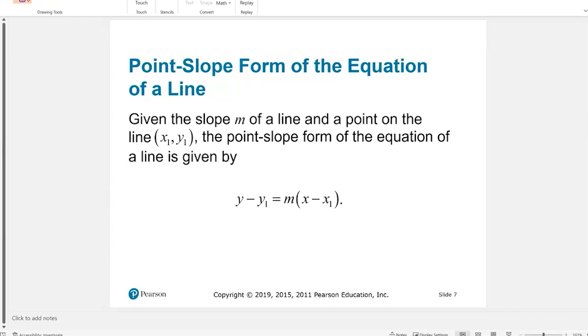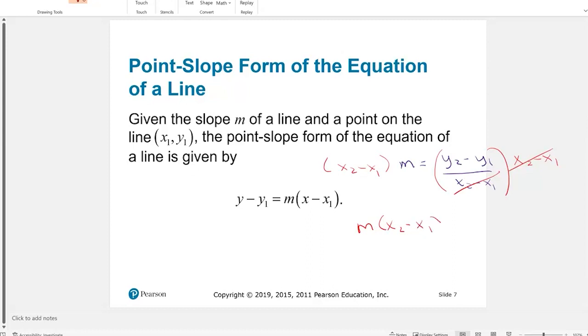Okay, so here's point slope. And again, I gave you this equation. It really comes from, if we know that the slope of a line is m equals y2 minus y1 over x2 minus x1, and I multiply both sides by x2 minus x1, these are going to cancel, and I'll have m times x2 minus x1 is equal to y2 minus y1.